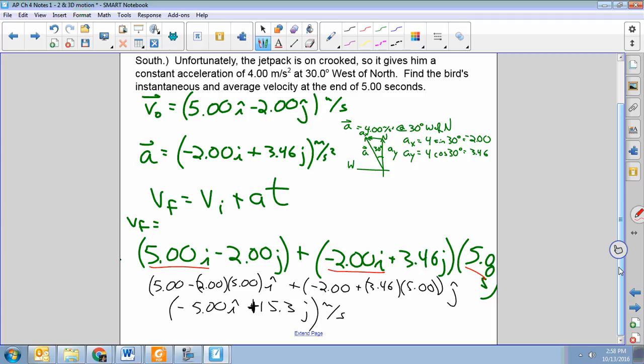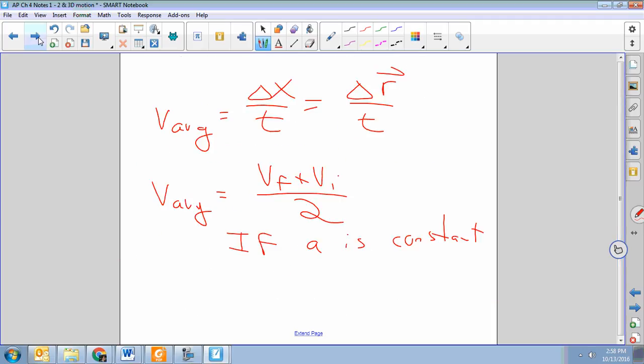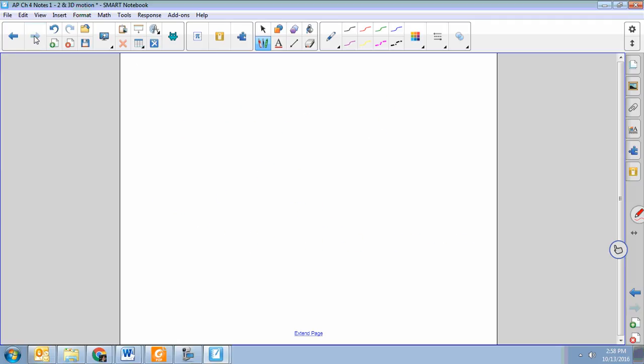Okay, so almost done. In our last couple minutes, we can finish this up. So we're going to use this average velocity equation. So V average equals VF plus VI over 2. So we just found our VF. It was negative 5I plus 15.3J. And our VI was given to us in the problem, wasn't it? It was 5I minus 2J.